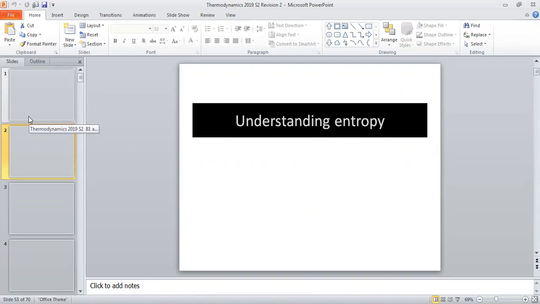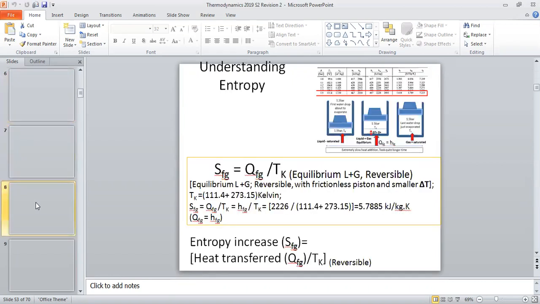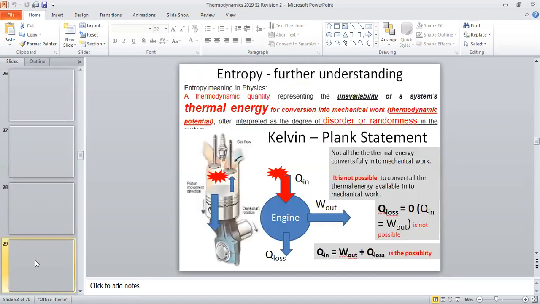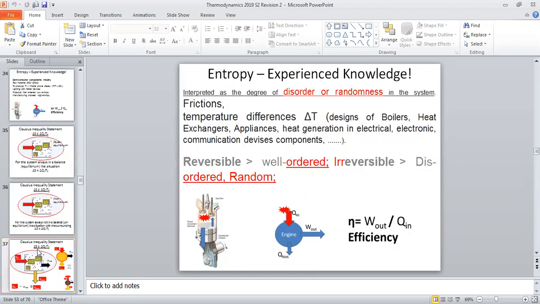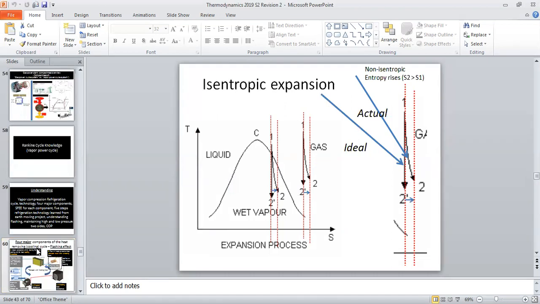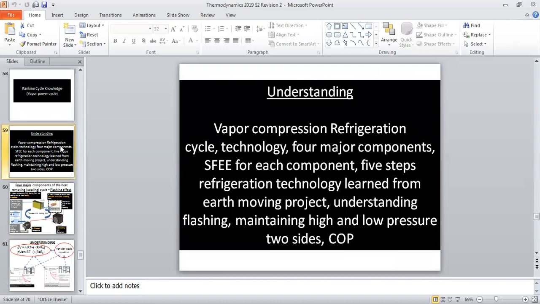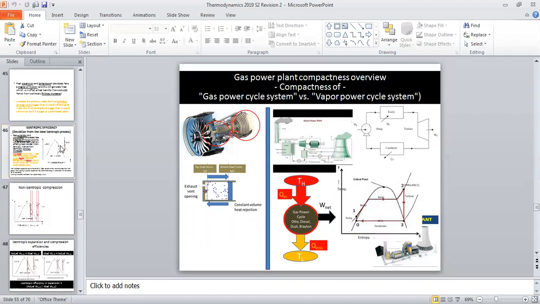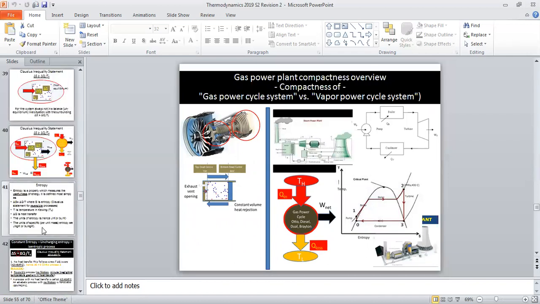But when it comes to the effectiveness of the utilization of energy, you have to look into entropy. That is very important. So understanding entropy. These 70 slides are here, I have sent you this note, about understanding entropy. This is very nice. You can see how important understanding entropy is. That's why definitely in revision 2, you will get at least 2 questions.